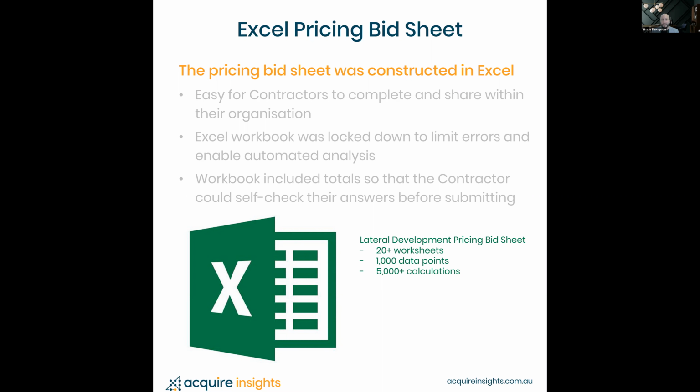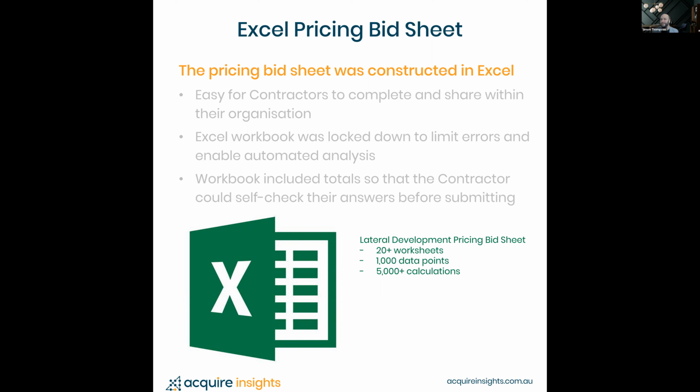Another bit of security we did was to lock the Excel workbook down. And again, this was about limiting the errors, so people didn't put in extra rows or change things up, or change formulas and everything within the files. And the third bit was that we included a number of totals in there. All those calculated fields, those 5,000 or so calculated fields that I mentioned, a number of them were in there purely to provide a feedback loop to the contractor so they could do some self-checking.